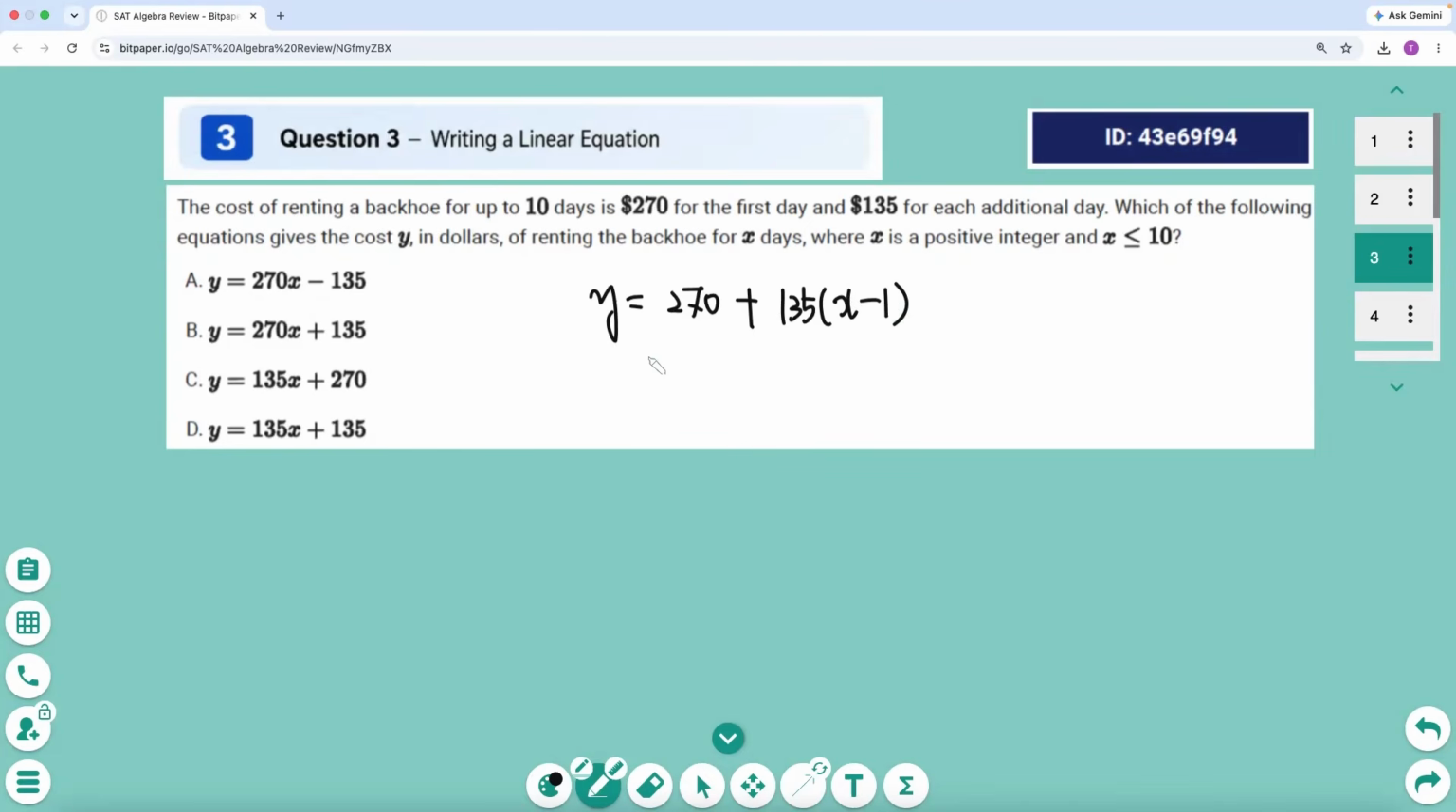Now let's expand and simplify. y equals 270 plus 135x minus 135. Combining constant terms, 270 minus 135 is equal to 135. So we get y equals 135x plus 135, which corresponds to choice D.